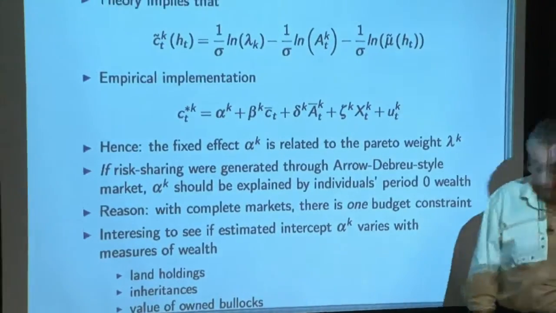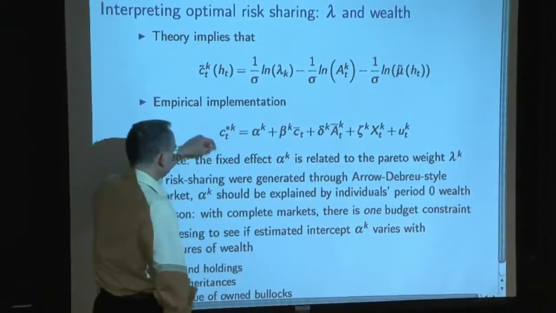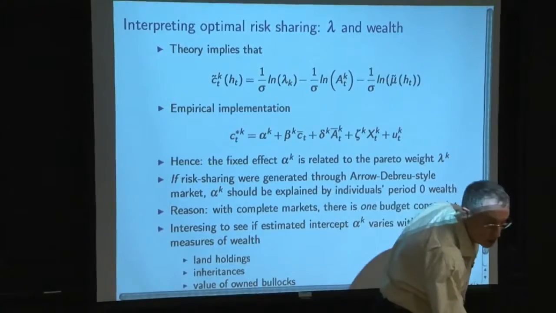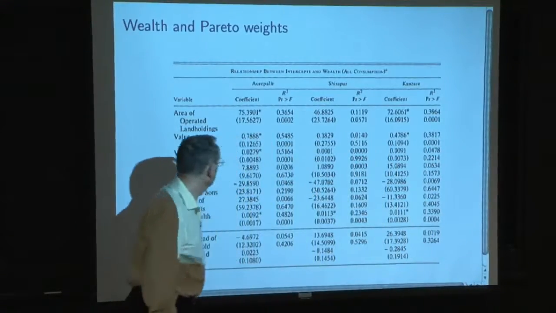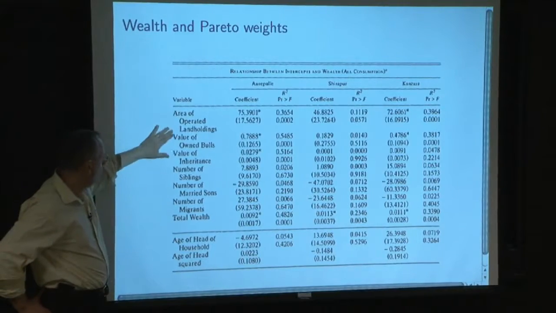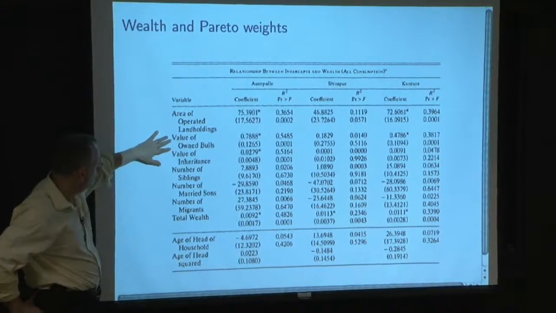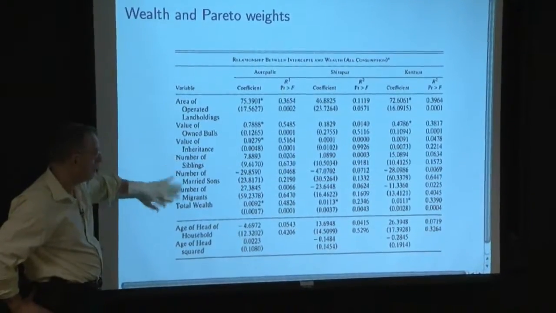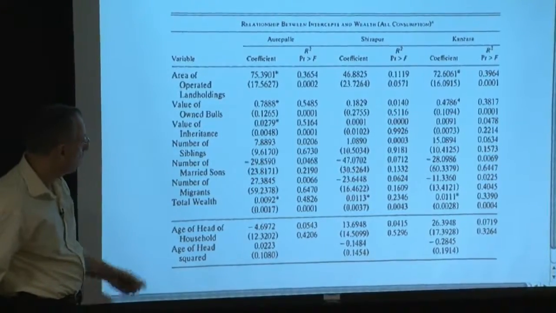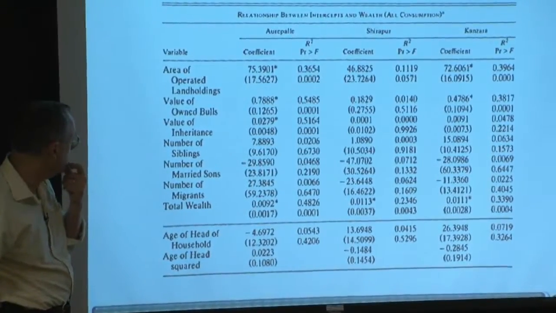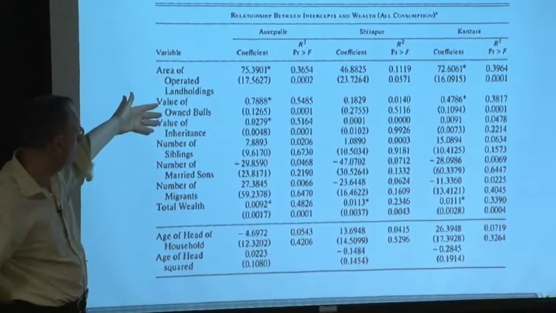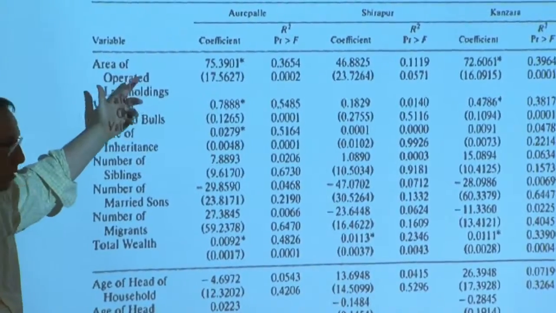And here, finally, Matt, is where we took this coefficient and regressed it against other things like the area operated by the household, the value of their plow animals, their inheritance, and so on and so forth. Now, I'm not sure what you would expect. It looks good at first blush in the sense that the amount of land and the value of the animals is correlated with those intercepts.